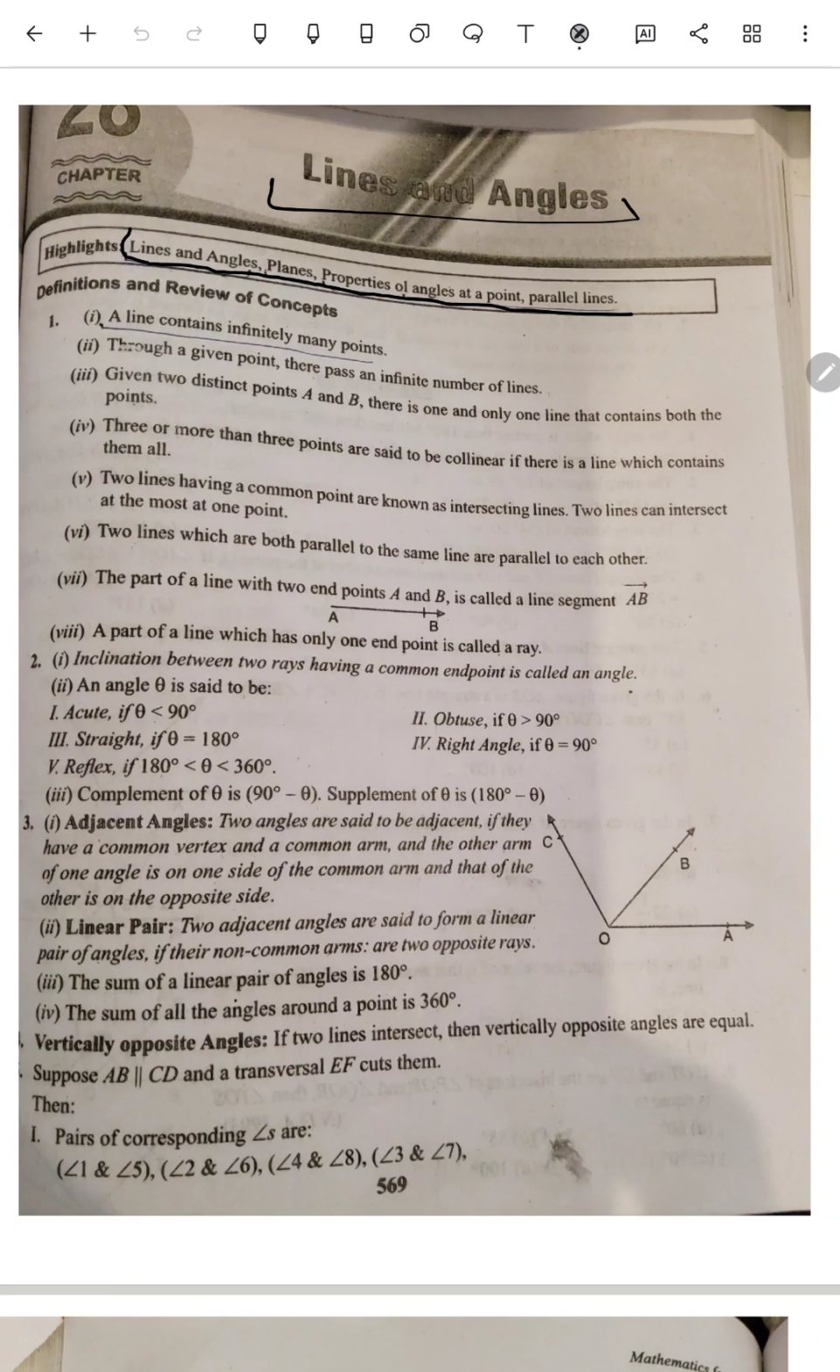In the question form, the examiner gives 4 options, like A, B, C, D, and asks you to tell which is the wrong statement. This kind of question is very often asked in examinations.